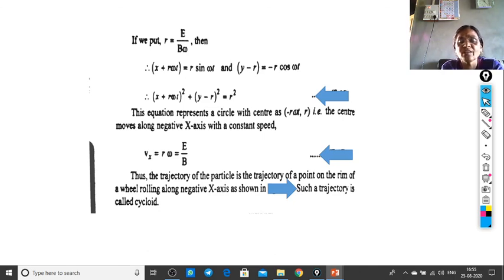As we observe this equation, Vx equal to r omega equal to E upon B, the trajectory of the particle is the trajectory of a point on the rim of a wheel rolling along the negative x-axis. It is shown in the diagram. Such a trajectory is called a cycloid. Means, in case of motion of a charged particle in crossed uniform electric and magnetic fields, the trajectory followed by that particle is a cycloid. In case of uniform electric field, it is a parabola. In case of constant magnetic field, it is a circle or circular path, and here it is a cycloid. Hence, in the diagram, the cycloid path is shown. I think it is clear to you. Thank you.